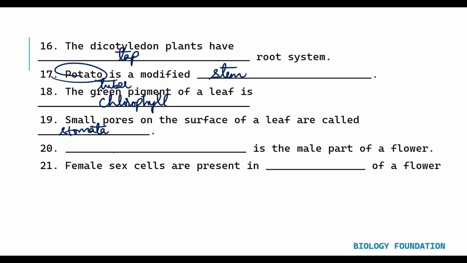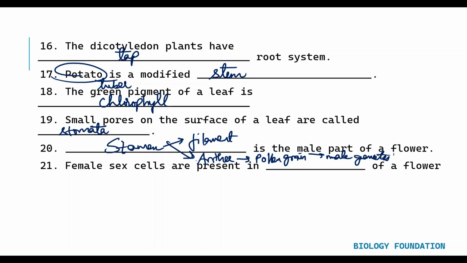Dash is the male part of a flower, stamens. And the stalk of the stamen is filament, and the fertile part or the part which is involved in reproduction is the anther, because anther contains pollen grains in them, and these pollen grains have the two male gametes, right? Female sex cells are present in dash of a flower. They're present in the ovule in a flower. If you remember, the pistil is consisting of ovary, style, and stigma, right? Inside the ovary, ovule is present. Inside the ovule, if you remember, I told you one female gamete is present.